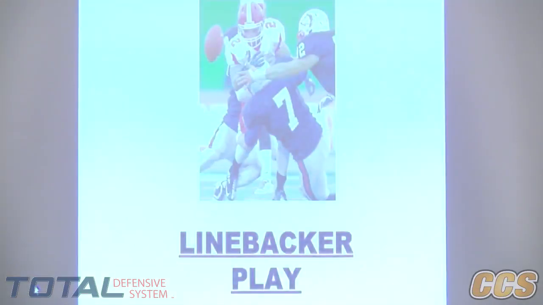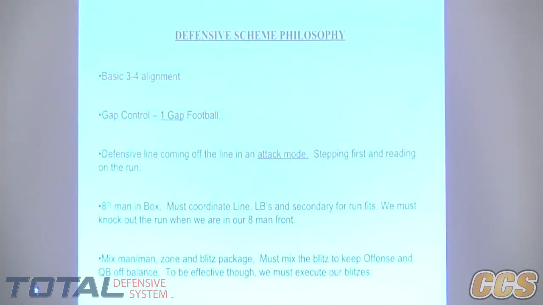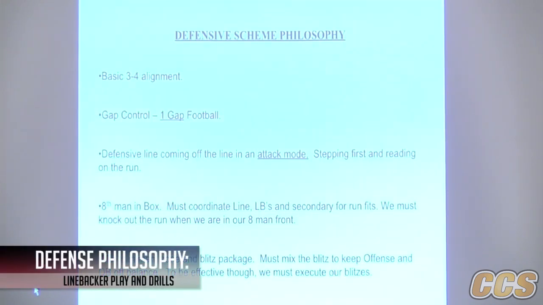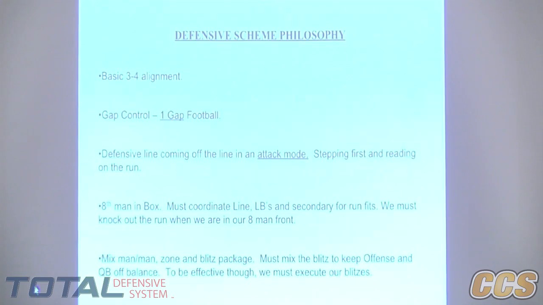And then linebacker play. All right, our scheme is a 3-4. We're a one-gap football team out of a 3-4. We two-gap maybe the nose 3% of the time during the season. We're slanting and angling. Our defensive line is attacking all the time. We call it a snap blitz. When we go, our defensive line is moving. We always want an eighth man in the box, so we've got to coordinate the line, linebackers, all that.